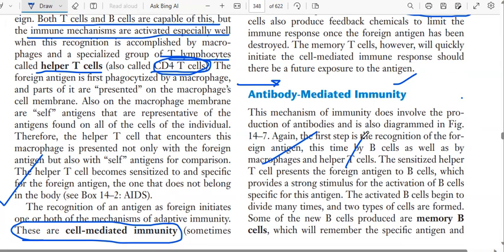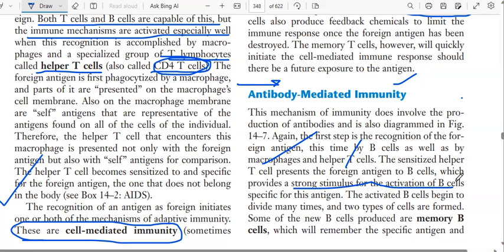So first, cell-mediated immunity will destroy the antigen. If it is unable to destroy, so what will happen here? Antibody-mediated immunity will activate here. Okay, so macrophages and T helper cells will go to the B cell, which provides a strong stimulus for the activation of B cells. So B cells will activate like that.